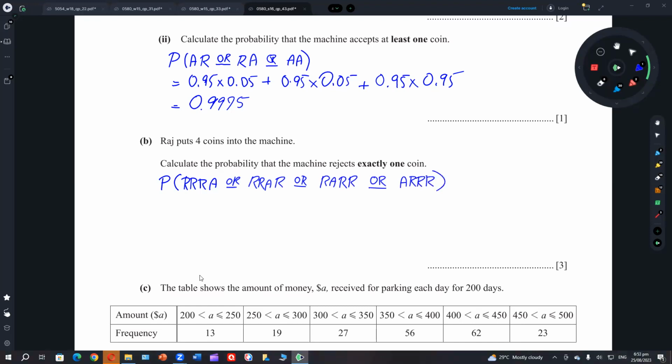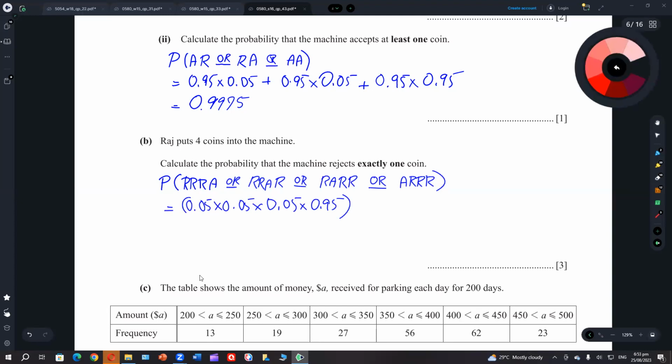Look at these options. There is actually only one option, but the accepted coin position is changing. This is how probability shows all the outcomes. Rejection is 0.05 into 0.05, second rejection. Third rejection is 0.05 and the fourth is acceptance, 0.95. Now, as the same combination is being repeated 4 times, I will simply multiply it by 4.